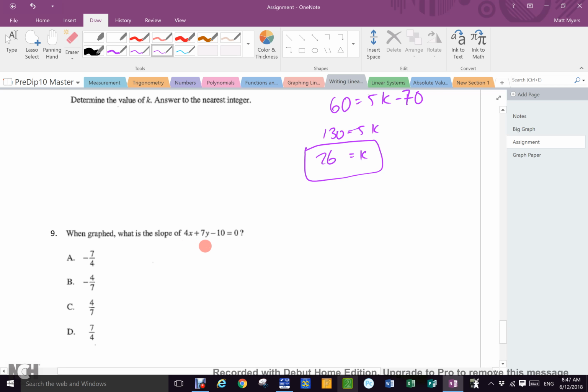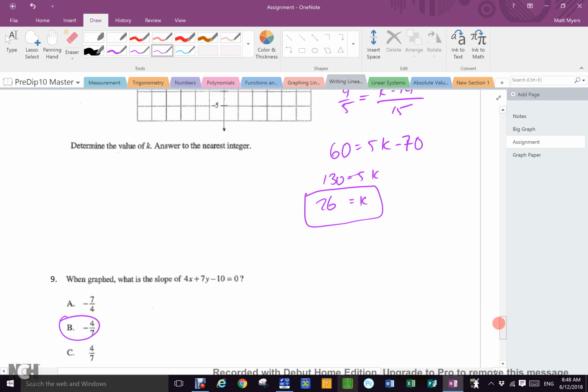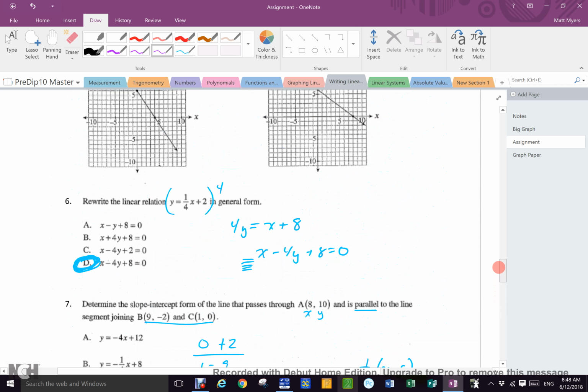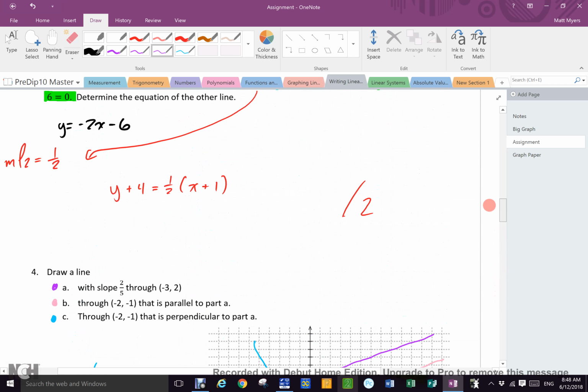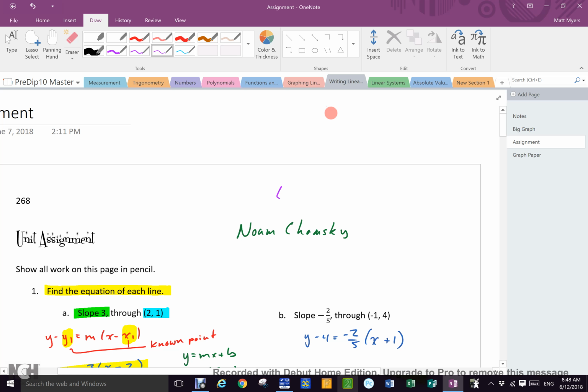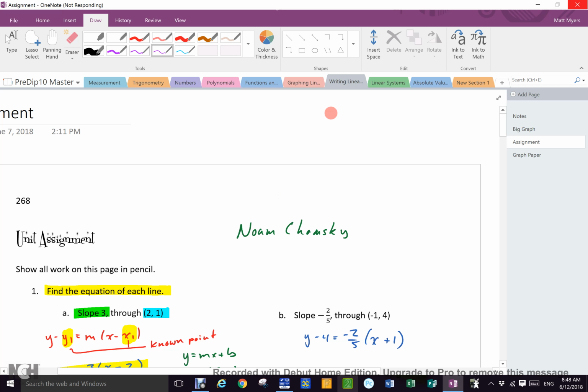And finally, what is that guy's slope? Wrong. Negative 4/7. Making that page out of 1, 2. Making the whole thing out of 2 and 5. 2 and 3 is 5, and 7 is 12, and 8 is 20. I will be getting that mark from you soon.